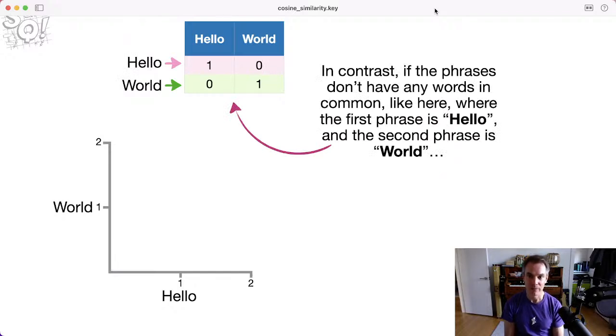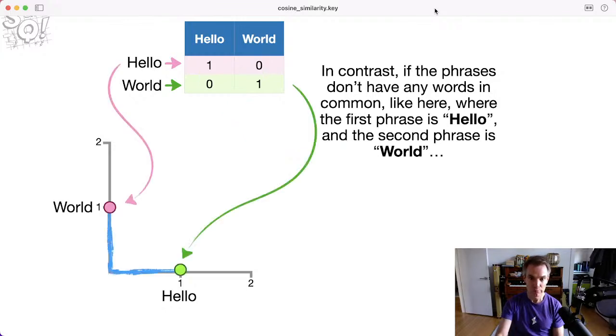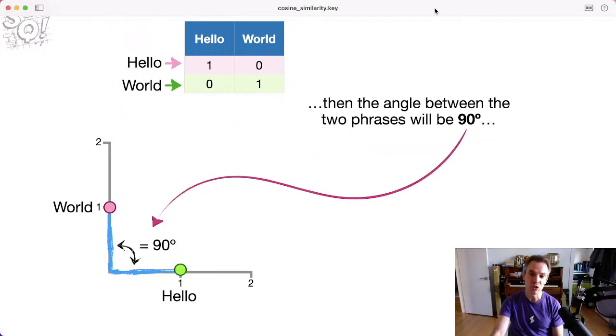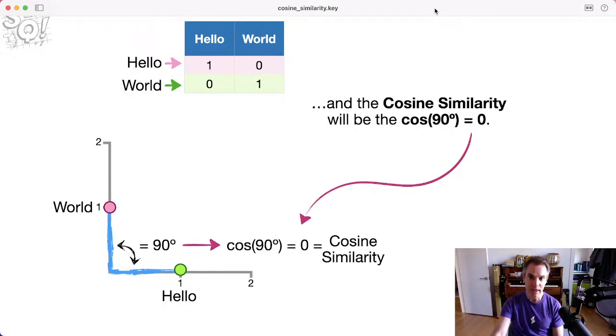In contrast, if the phrases don't have any words in common, like here, where the first phrase is hello and the second phrase is world, beep, then the angle between the two phrases will be 90 degrees. And the cosine similarity will be the cosine of 90 degrees, which equals 0.